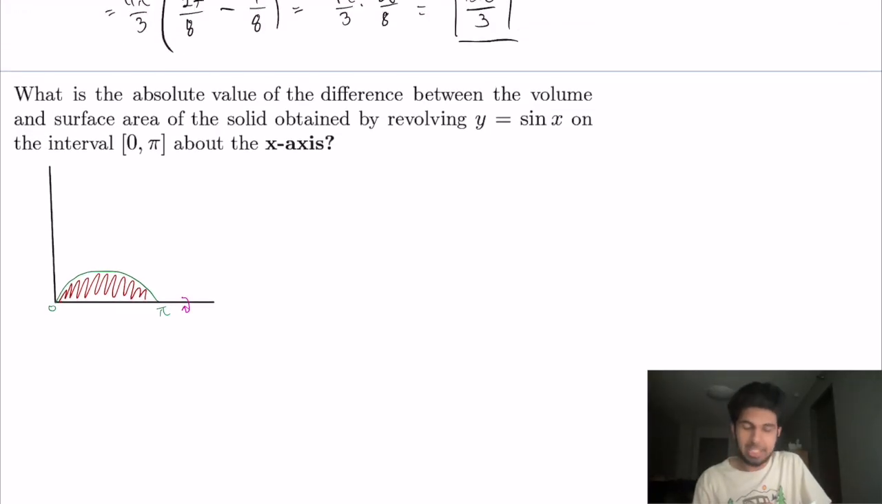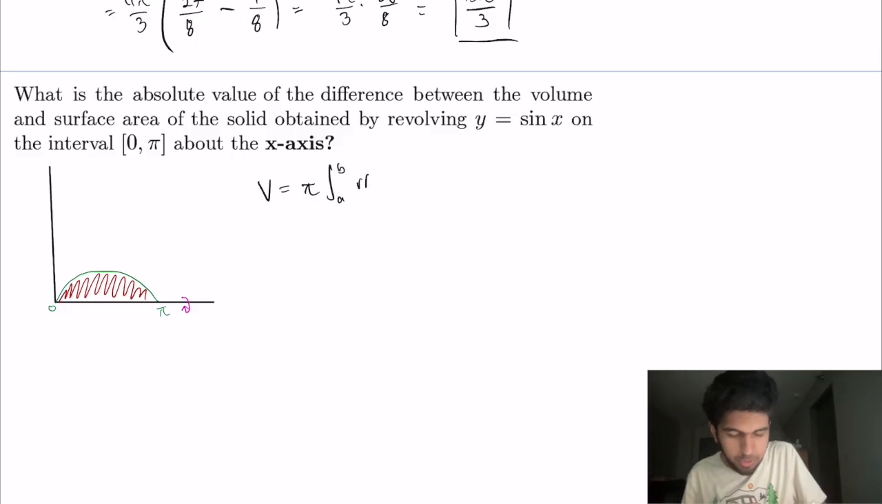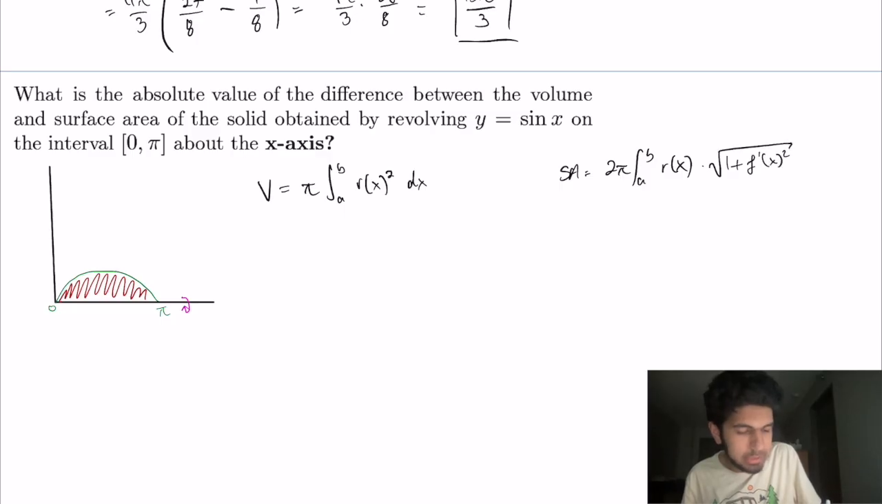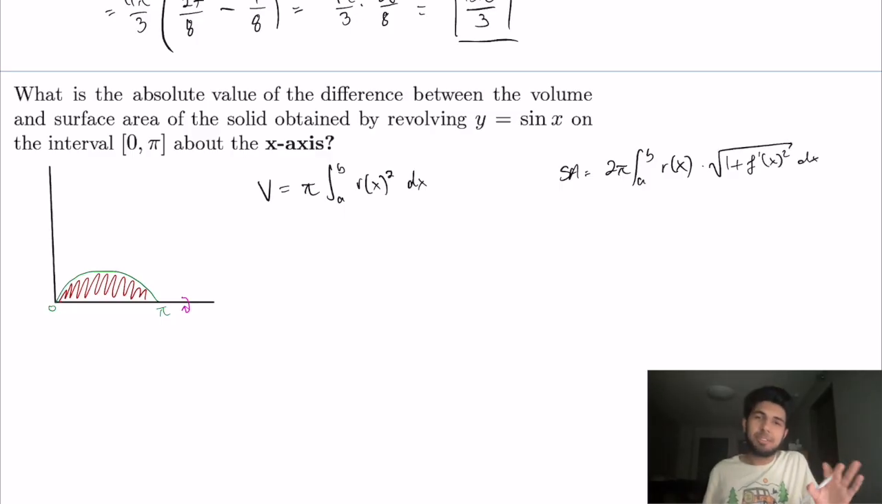So horizontal axis of revolution, we have to remember two formulas since we're doing volume and surface area. Volume is equal to pi times the integral from a to b of r of x squared dx. Surface area equals 2 pi integral a to b r of x times square root 1 plus f prime of x squared dx. Surface area formula is just a little bit more annoying, so let's do the volume formula first.